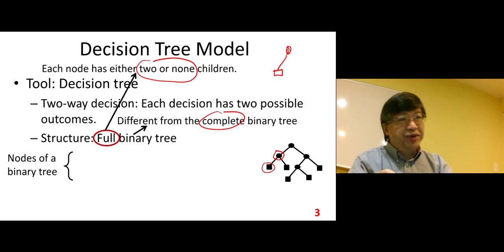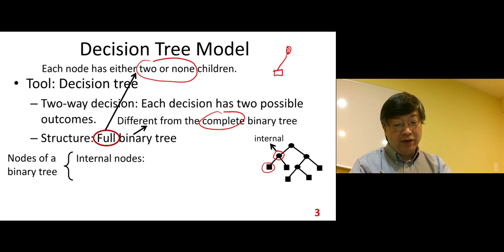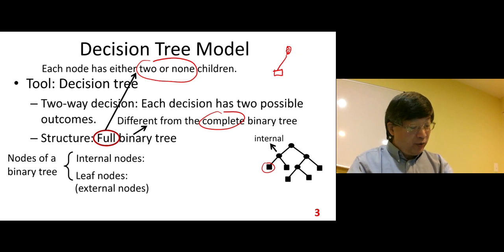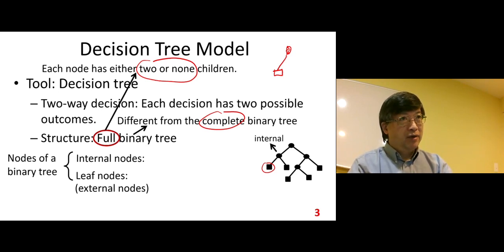Nodes of a binary tree. All the nodes of a binary tree can be characterized into two categories: internal nodes and leaf nodes. So what are internal nodes? The nodes that have child nodes. Any node that has at least one child node is an internal node. Then leaf nodes, which we can also call external nodes, are the nodes without any child node.